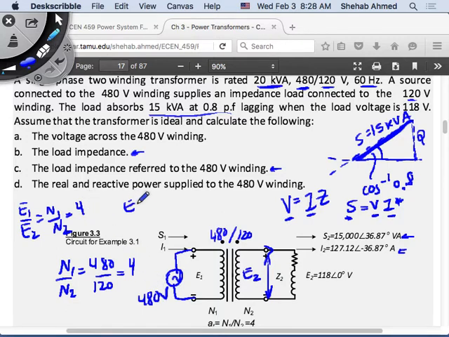Right? So E2 is equal to what? N2 over N1 times V1, right? Which is equal to 1 over 4 times 480, which is equal to 120 volts. So that is referring my primary voltage to the secondary, right? Same thing, I can take everything on the secondary side and refer to the primary, right?